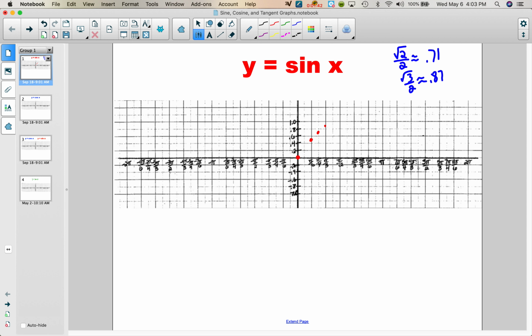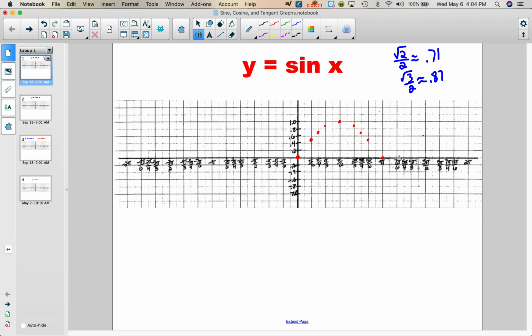Sine of pi over 2 is the top of the unit circle, so that's 1. Sine of 2 pi over 3, again, using your unit circle, you'll see that it's the square root of 3 over 2. Sine of 3 pi over 4 is the square root of 2 over 2, so about 0.71. And sine of 5 pi over 6 is 1/2. Sine of pi is 0. As you move on, you might already start to see this curved pattern.